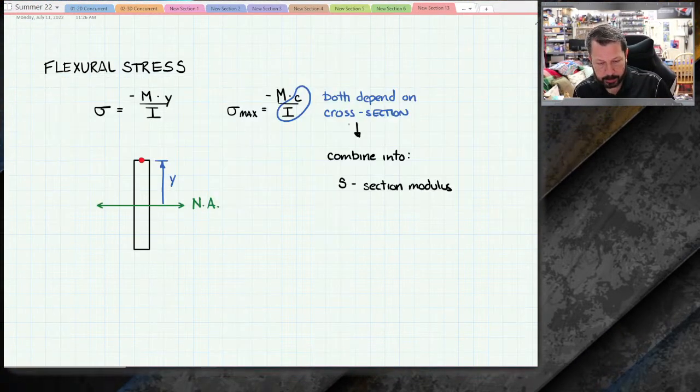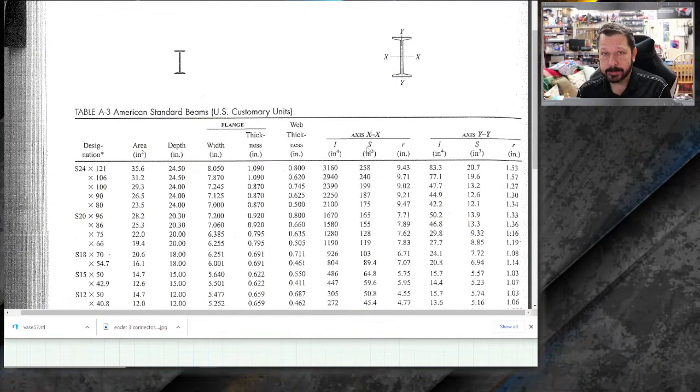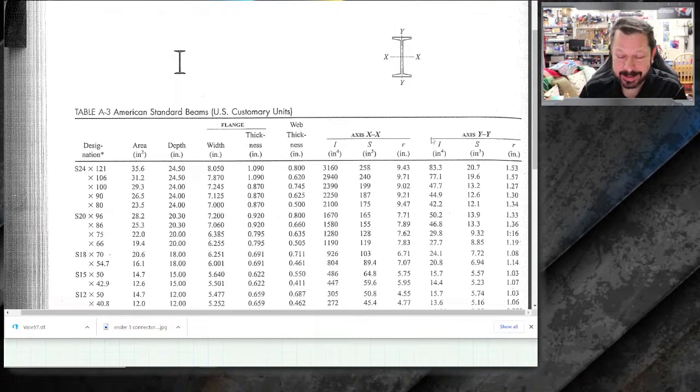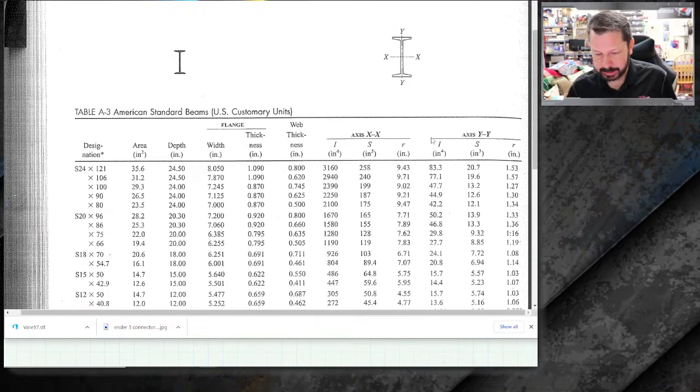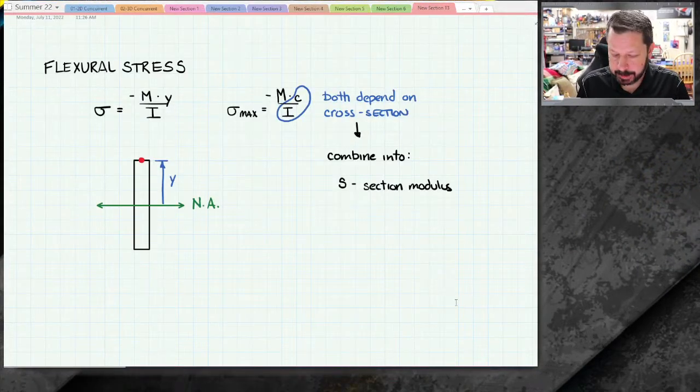And that's the number that's in our little chart here, S. And you have one for the XX version and for the YY. There's an S in both of those sets of numbers. And how you combine them, you don't just add them together or anything.